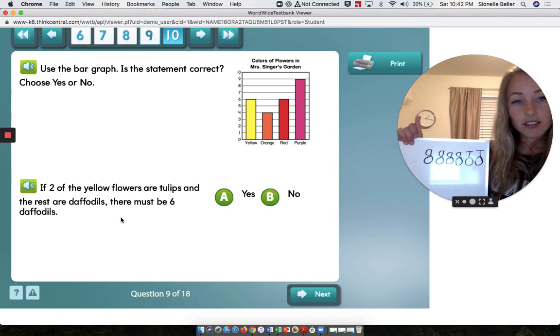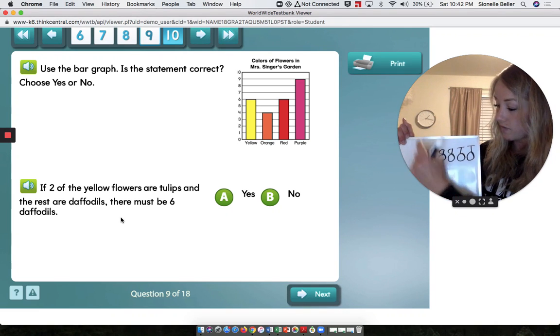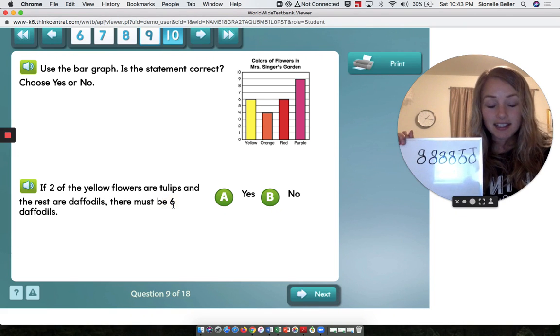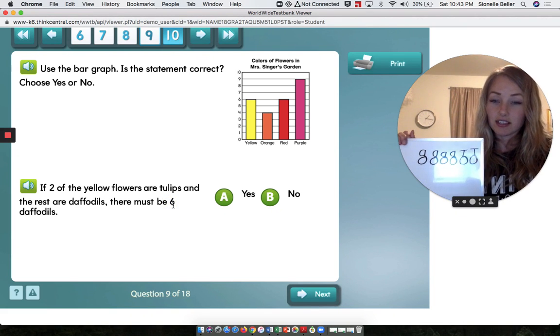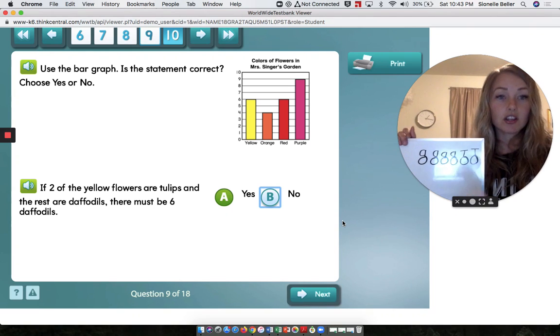How many daffodils do we have? Let's count them. 1, 2, 3, 4. We have 4 daffodils. What does this say? It says there must be 6 daffodils. So is this sentence correct? No, it is not. Okay, so the correct answer is no.